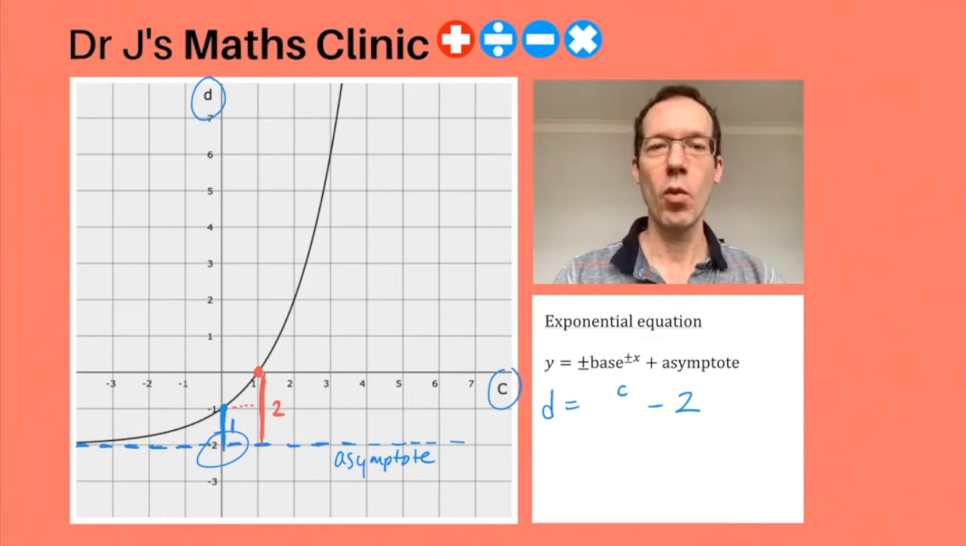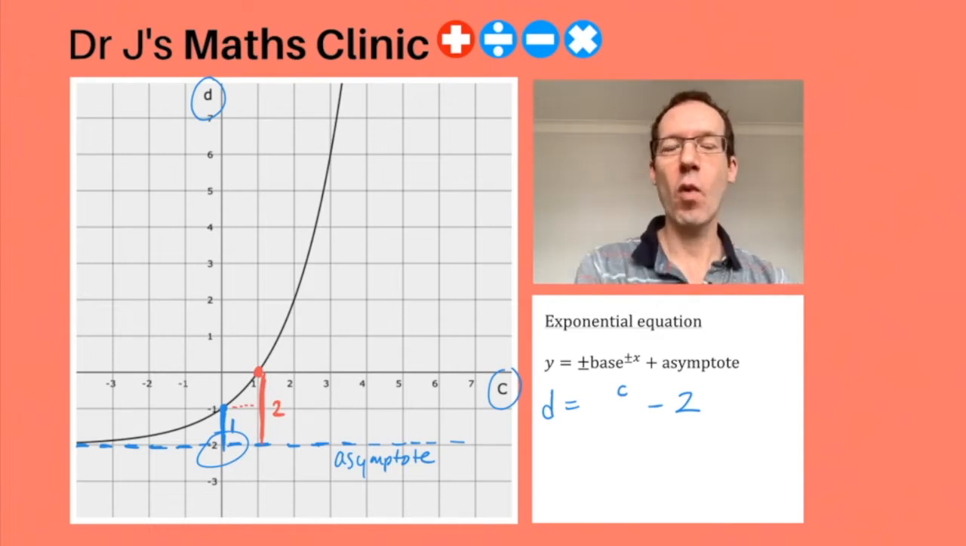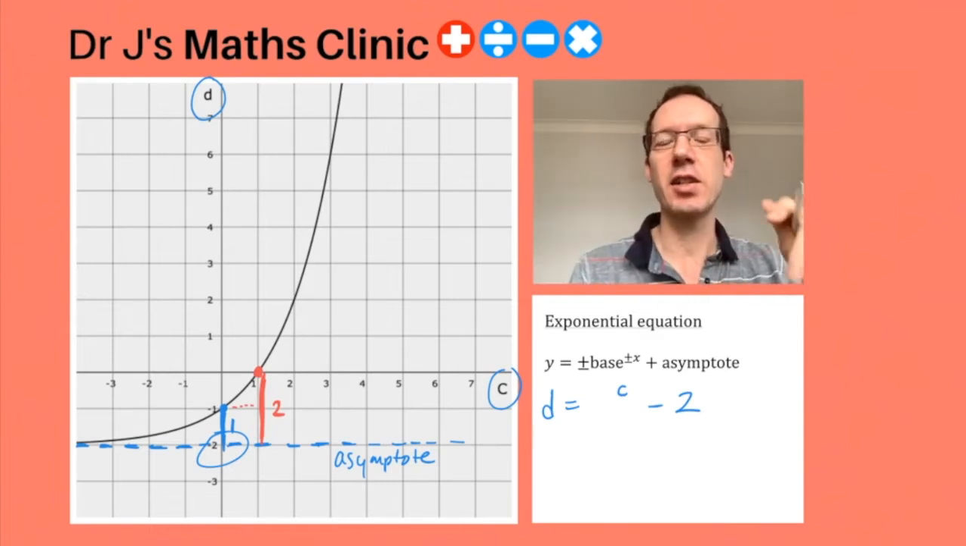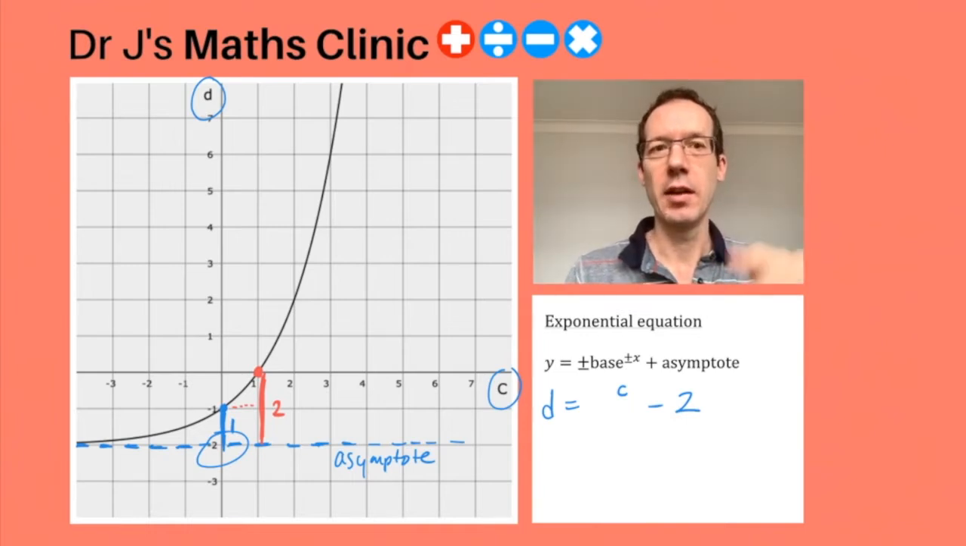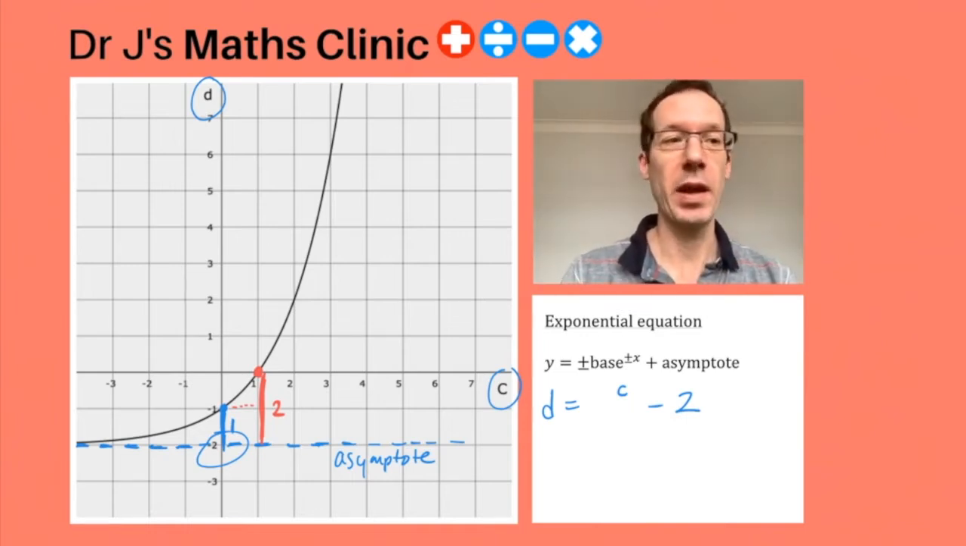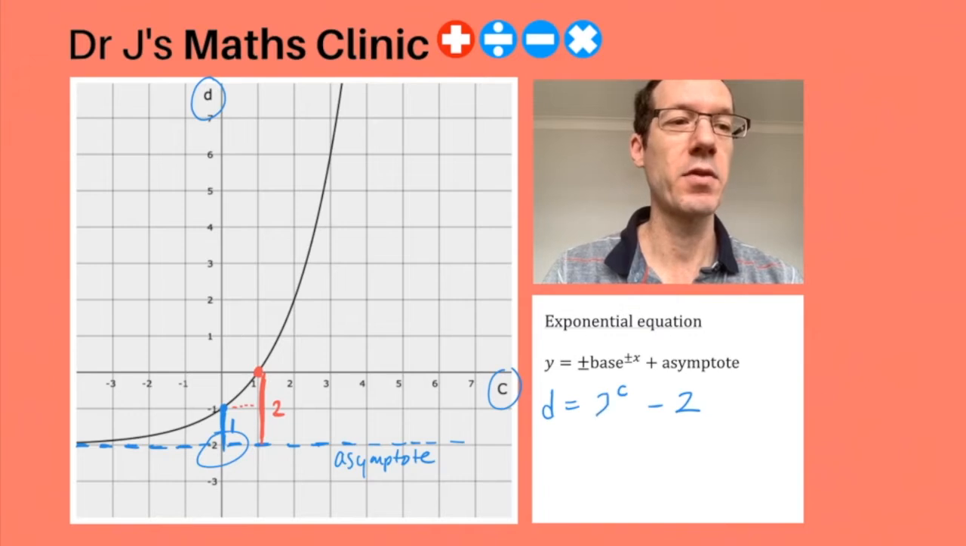Okay, so when you move over 1 so that you get a larger distance from the asymptote, work out what that distance is, that's your base. So I can immediately fill in the base of 2 here.